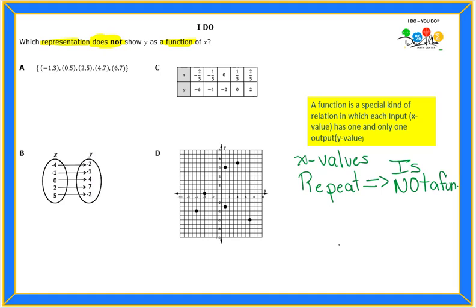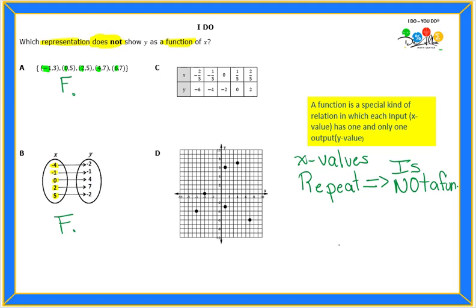Let's look at letter A, and we're going to look at the x values only. I have -1, 0, 2, 4, and 6. Are any of those values repeating? No, so this one is a function. Very good. What about B? We're going to highlight the x values: -4, -1, 0, 2, and 5. Am I repeating any x value? No, so this one is also a function.